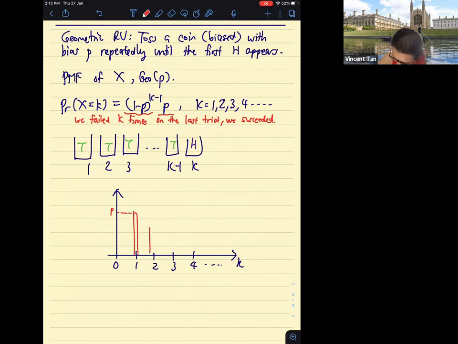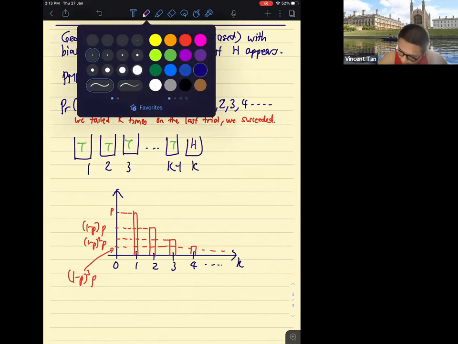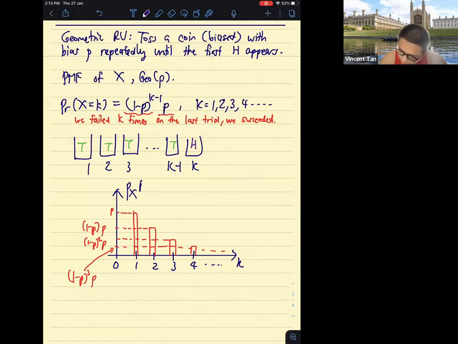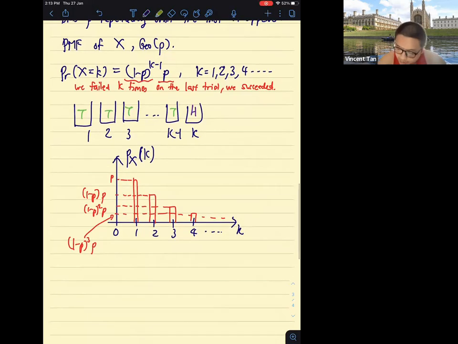Then it goes down to 1 minus p times p. And then here, it is what? 1 minus p squared times p. And here is shorter, etc. 1 minus p cubed times p. So I'm going to answer Liao Xue's question soon. Why is it called geometric? We will answer this shortly. So these are the bars that characterize the geometric.